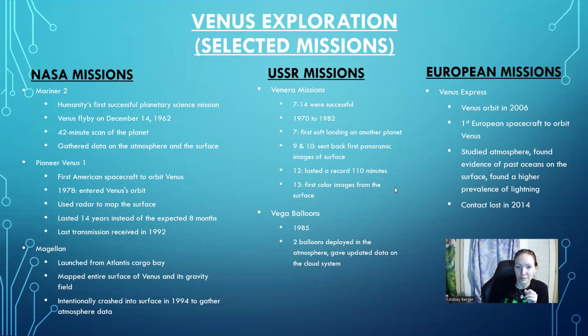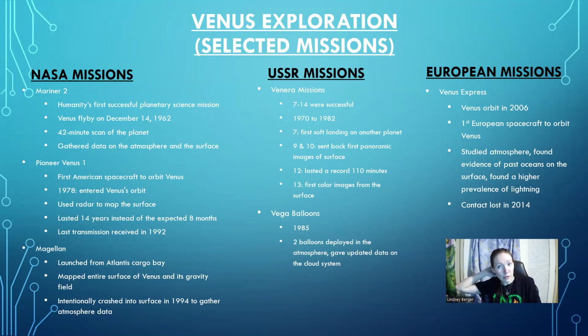That's pretty cool. They also sent up the Vega balloons, which were essentially giant balloons in the atmosphere of Venus to give us more atmospheric and cloud information, because again, we're trying to figure out what is going on with those clouds. Why are they so crazy?